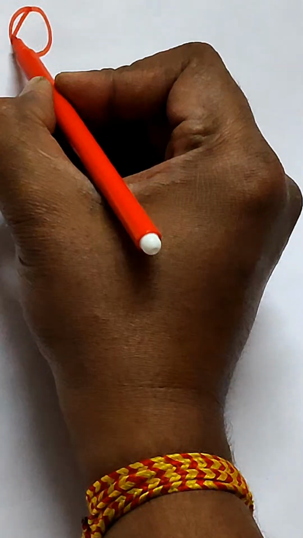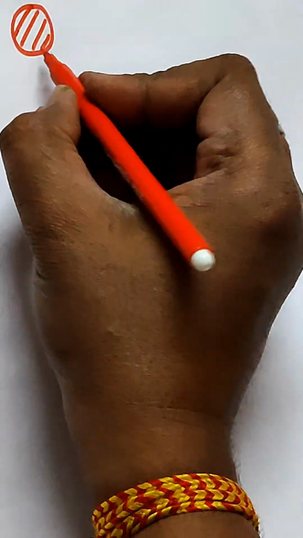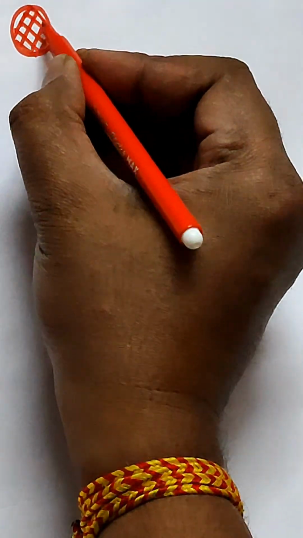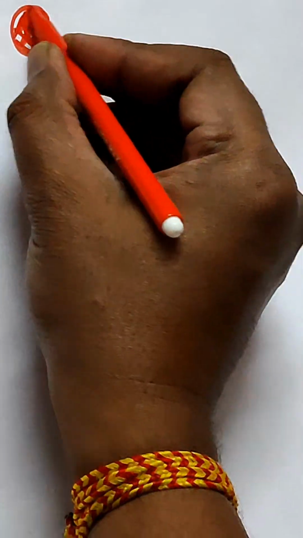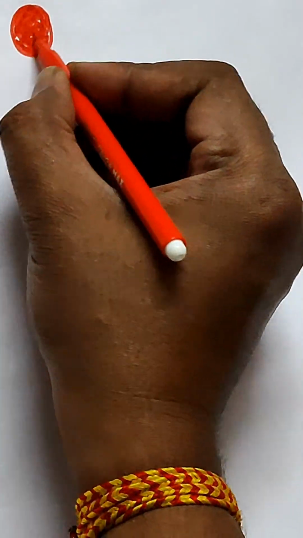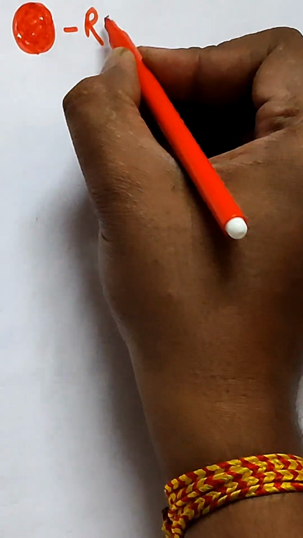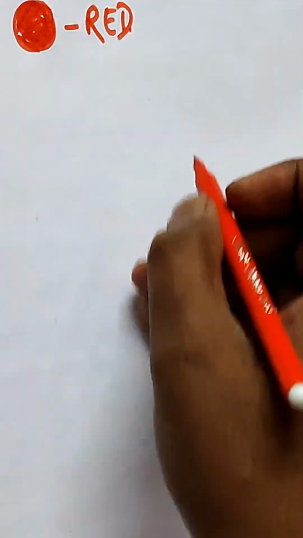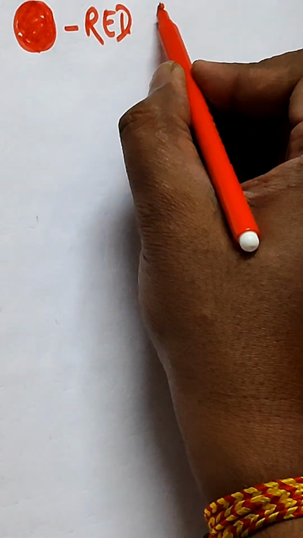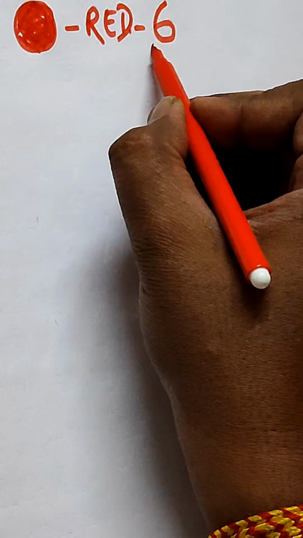Let's say these are the red balls, and how many such red balls are given to you? Six. Six is the count of red balls, and along with this we have been given the black balls, right?